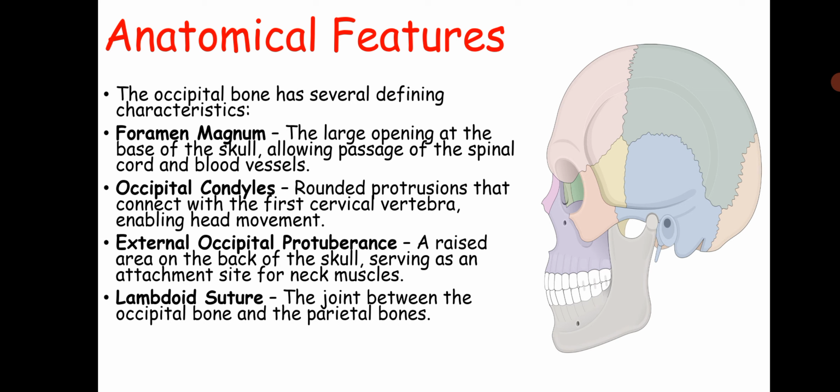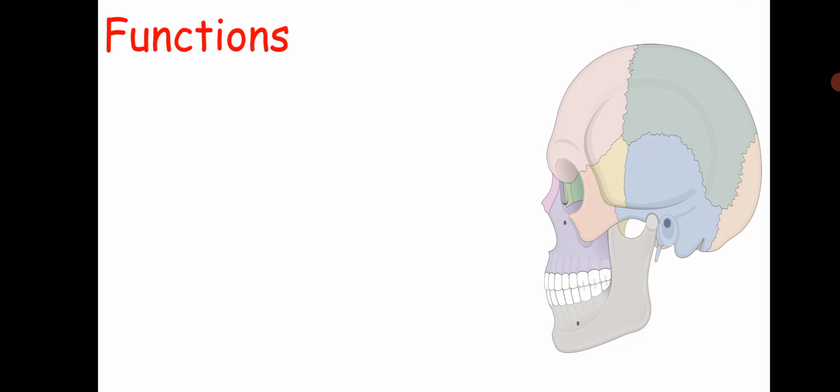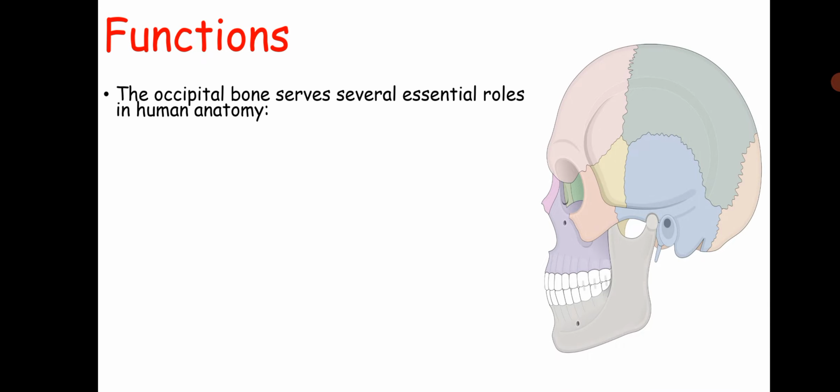Next feature is lambdoid suture, that is a joint between the occipital bone and parietal bone. Next feature is inferior and superior nuchal line, that is ridges on the posterior surface of bone assisting in muscle attachment. Now let's talk about function of occipital bone.